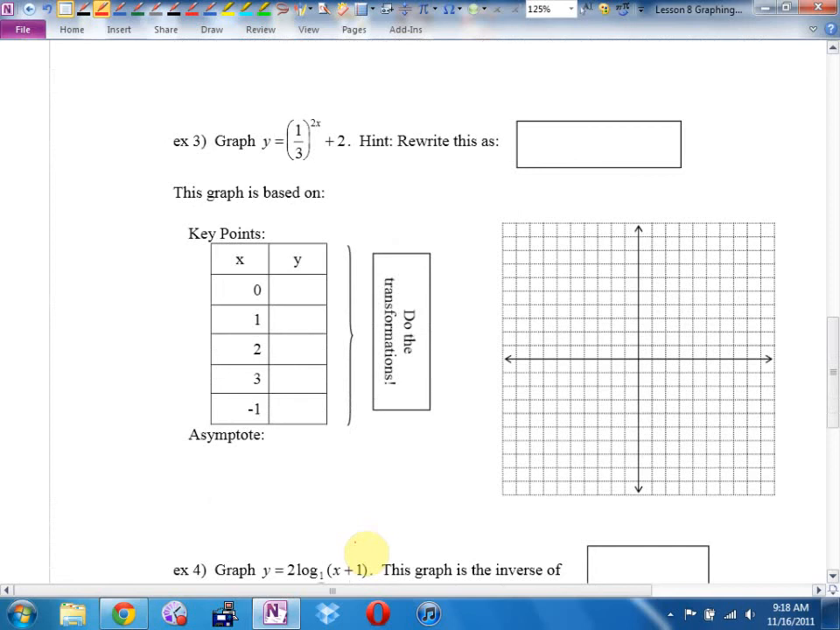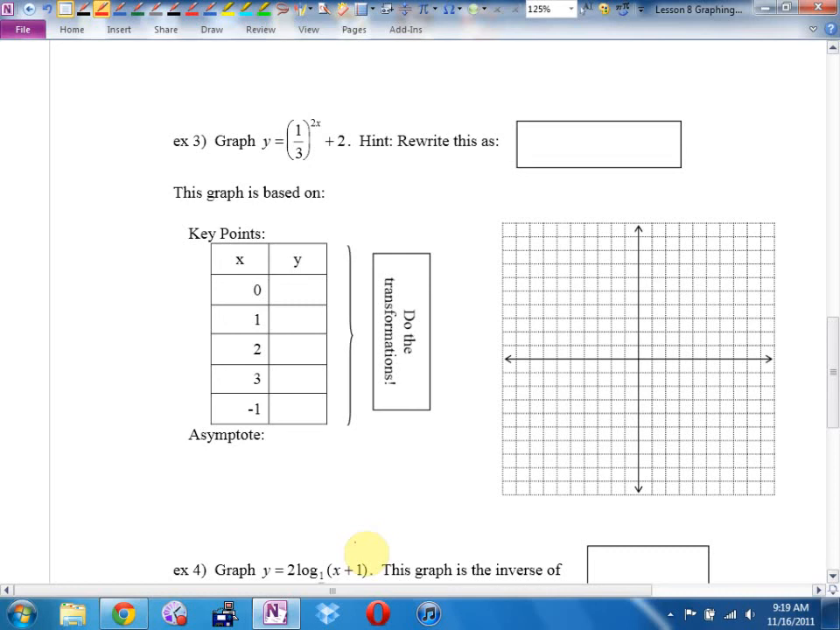Example 3. I'm going to argue that this is an exponential graph. You know how I can tell just by glancing at it? Yeah, I got it. What's this graph based on? Well, I gave you a hint, Holly. Pause. What don't you like about this one? What's bugging you about this one? Why is this one looking tougher than the first one?